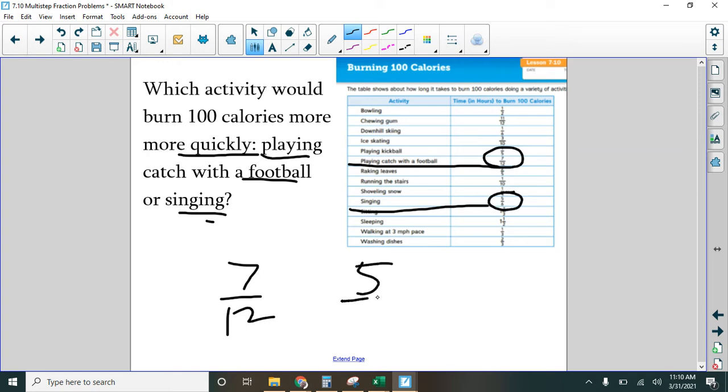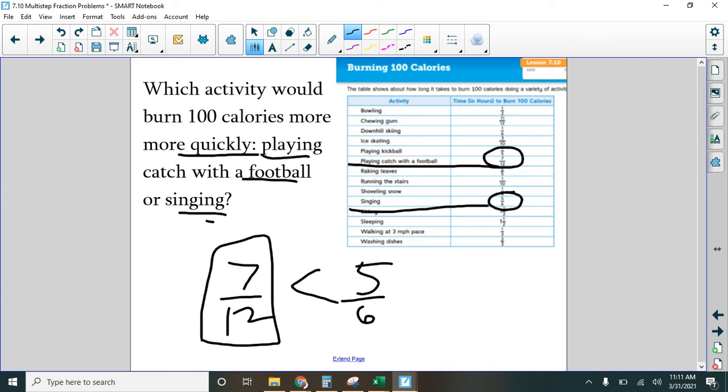5/6. And so I asked myself, well, which of these is the smaller fraction? Because the smaller fraction is going to be the one that takes less time. There's a couple ways I could do this. I could think about benchmarks. 7/12, that's really close to 6/12. And 6/12 is half. Whereas 5/6 is almost the whole thing. So this fraction is going to be our smaller one.